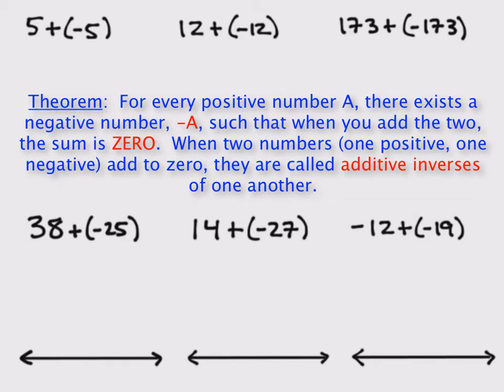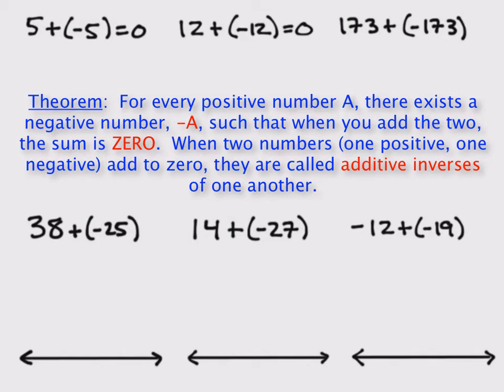So for example, 5 plus negative 5 equals 0. And so we would say 5 and negative 5 are additive inverses of one another. 12 plus negative 12 is 0. 12 and negative 12 are additive inverses of one another.